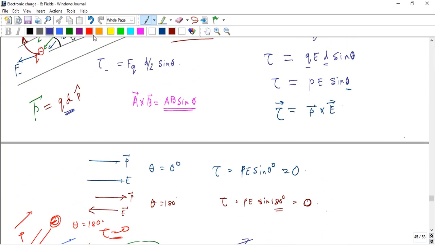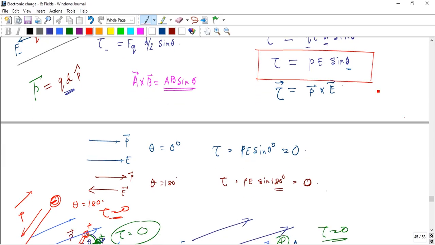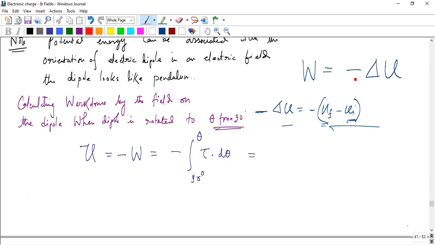Tau, that is where we get PE sin theta. So minus the integral from 90 degrees to theta of PE sin theta times d theta.